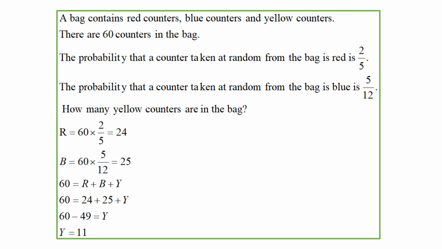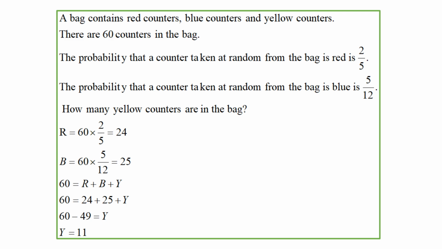Next, let's examine the probability of selecting a blue counter, which is 5/12. Similarly, we can find out how many blue counters are in the bag by multiplying the total number of counters by this probability. So, we take 60 and multiply it by 5/12. First, we divide 60 by 12, which gives us 5. Then, we multiply that result by 5, which equals 25. Thus, there are 25 blue counters in the bag.